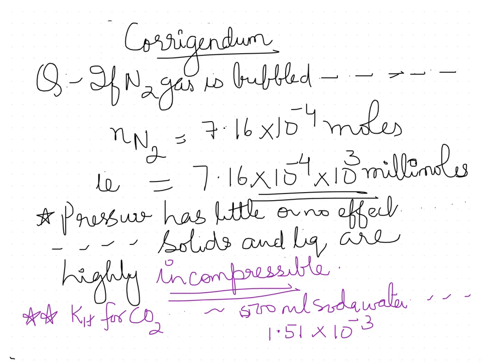So there was a question: if N2 gas is bubbled... I'm not reading the whole question, you can just find it out. The number of moles of nitrogen is equal to 7.16 into 10 to the power minus 4 moles. We were to calculate it in millimoles, so 7.16 into 10 to the power minus 4 into 10 to the power 3 millimoles. Is it clear? I had actually written it as minus 3 by mistake, it seems.